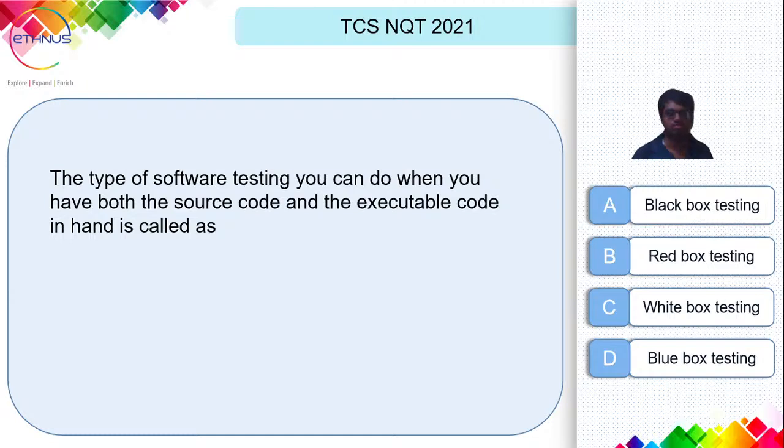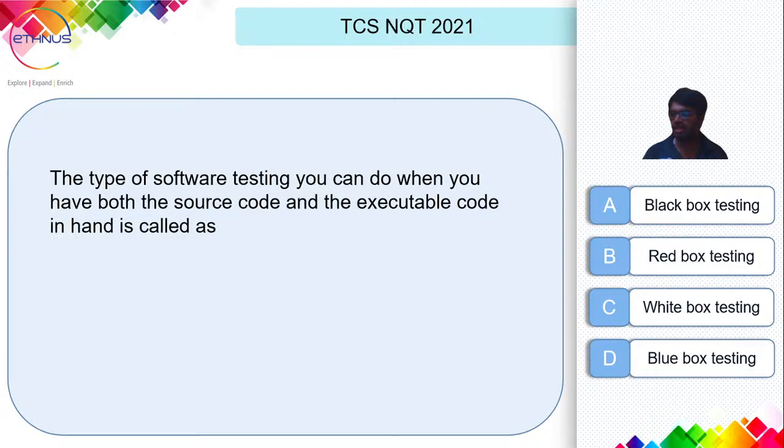That is black box. And B is red box testing. We might not be sure about what red box testing is. Option C is white box testing. See, black and white are opposite, isn't it? So in the black box, you wouldn't know what the content of the box is. But in white box, you would know what the content of the box is, right? And yeah, that is white box testing. Option D is blue box testing.